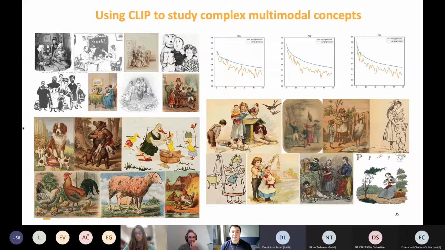And here you can in fact see that CLIP was not only very good at picking up on very archetypical families, right, which you can see in the upper left corner of the slide. So father and mother sitting around the table, father reading the newspaper, that sort of stuff.